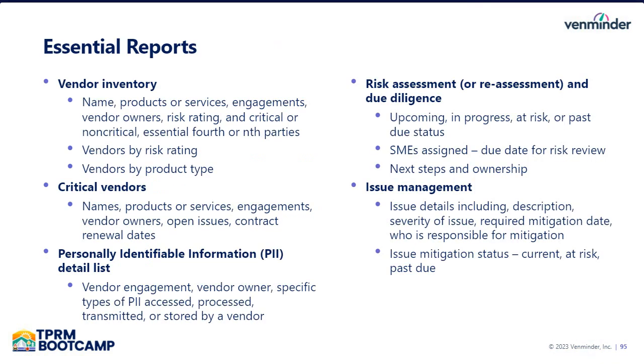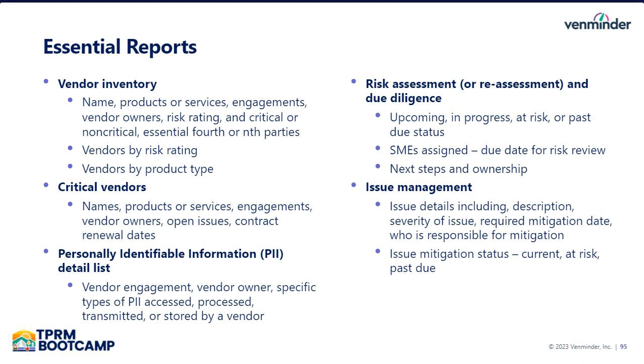To think about what types of reports you should be issuing, there's certainly many options, but there are a few reports that I feel are essential for any third-party risk management program. The first and foremost is going to be a report on your vendor inventory that tells you not only the name of the vendor and who owns the relationship, but the products and services they're providing and if they are critical or non-critical to your organization. And speaking of critical, we do need a separate report that just talks about our critical vendors. We need to know the names, the products, the services, which engagements they're involved in, who owns that relationship, and if there's any open issues.